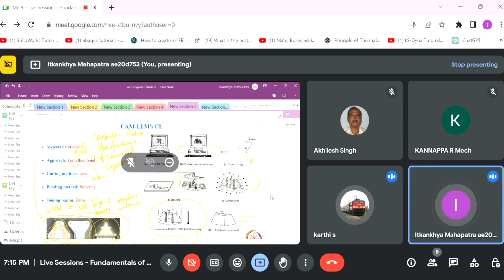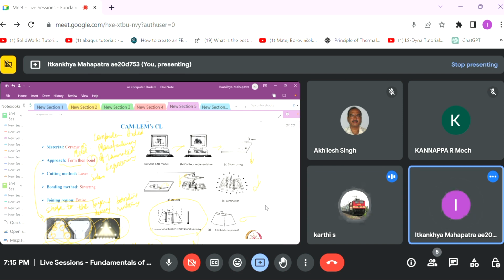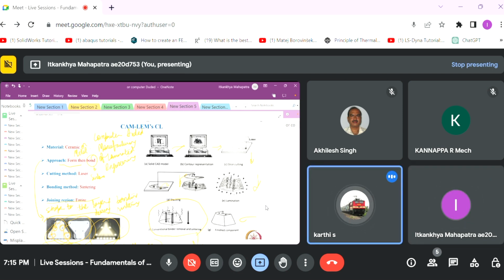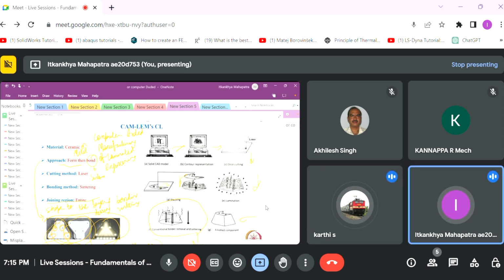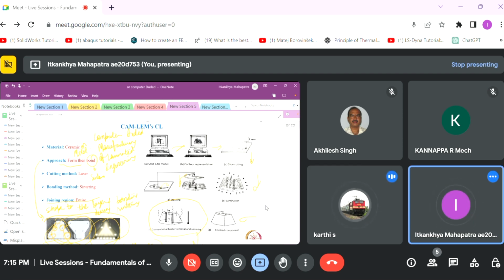Your voice is not audible. You can type in the chat box if you want. Hello, Karthi. Do you have any doubts? Your voice is not audible. Can you write in the chat box? Else you can mute yourself.